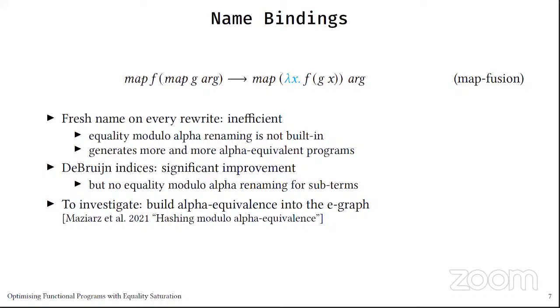Instead, what you can do is to use De Bruijn indices, and that brings a significant improvement. The only problem is that it doesn't really give you equality modulo alpha renaming for subterms where you have free variables. And another potential direction to investigate would be to truly build alpha equivalence into the eGraph, but that has not been done yet.